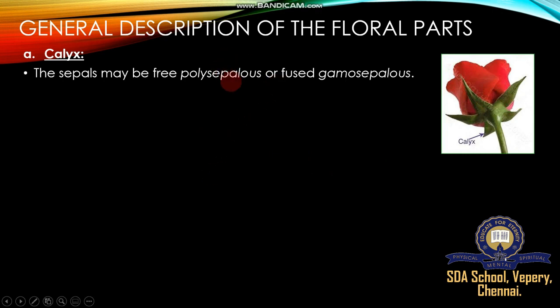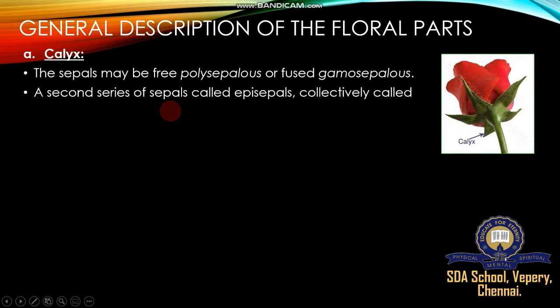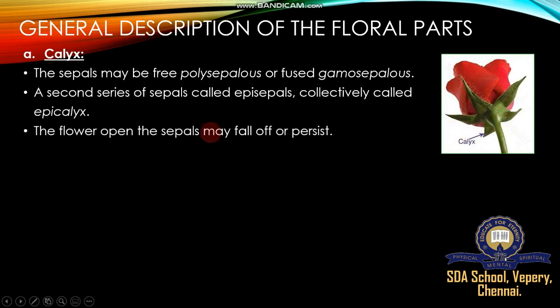The sepals may be free, polysepalous, or fused, gamosepalous. So what is gamosepalous? All the sepals usually join together to form a small bell-shaped structure. A second series of sepals is called episepals, or collectively called epicalyx. Okay. Then in some other plants, below the calyx, one more whorl of episepals is called the epicalyx. When the flower opens, the sepals may fall off or persist. Okay. In some other plants, whenever the flower opens, this calyx can fall off, otherwise it is persistent.